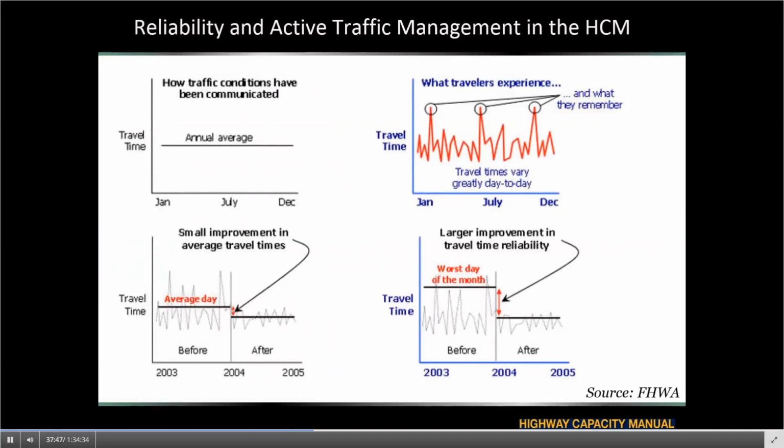Some of these improvements may have a small effect on the average travel time, as is shown in the bottom left, but may have a very large or significant impact on the reliability of travel. And therefore, to really evaluate and quantify the true benefit of these strategies, we really need to start by considering the reliability context to then be able to quantify the net improvement of these ATDM strategies on whole year performance, not just on the average day.